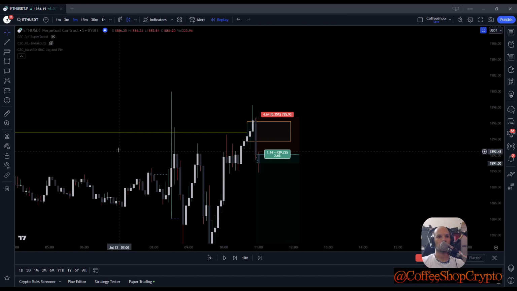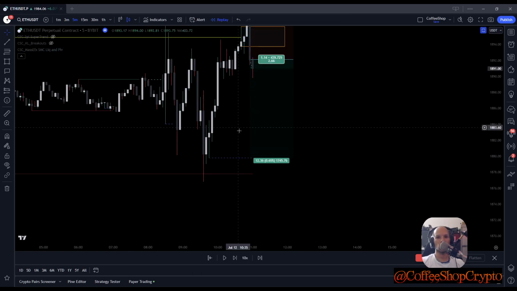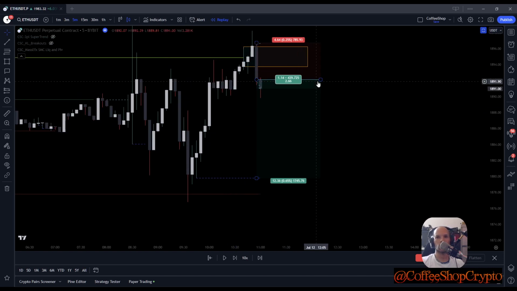Like where's your pivot? Let's put that back on, right? Short-term pivot. Okay. You see how there's no pivot? Well, your pivot is down here. This is the mistake that people make. They target a pivot and price doesn't get there. You need to target liquidity, and you need to be able to know where that liquidity is in the market.